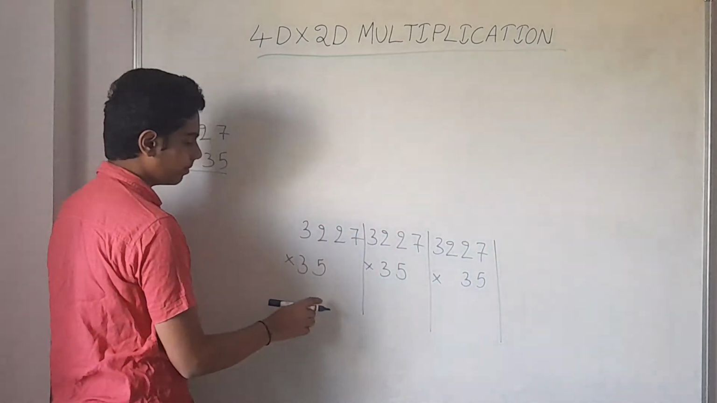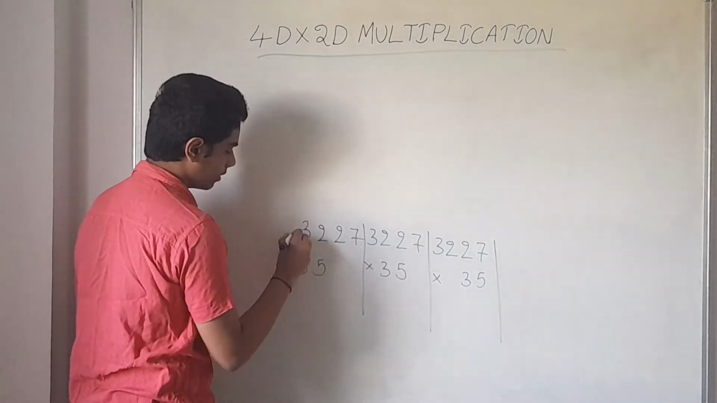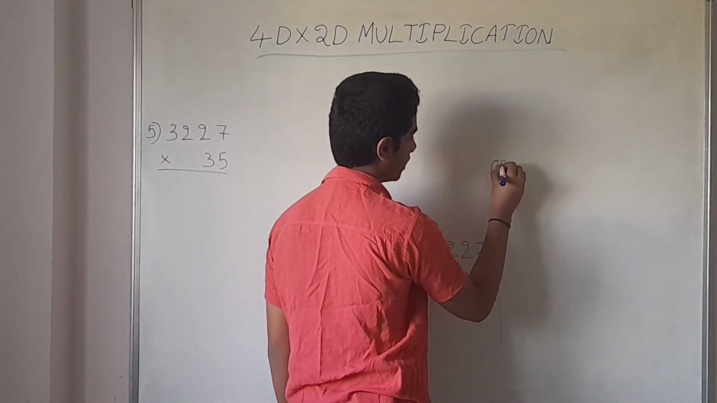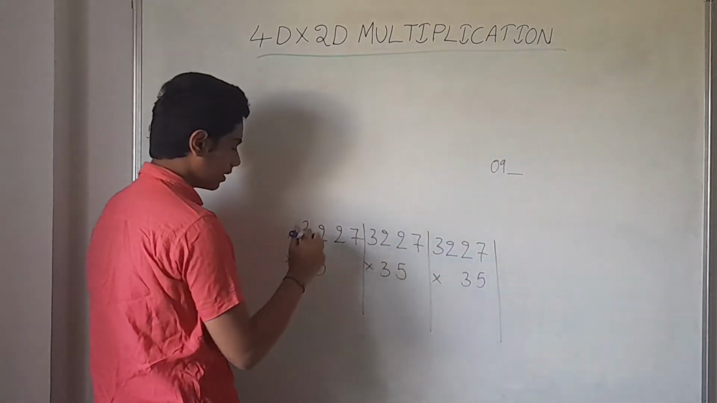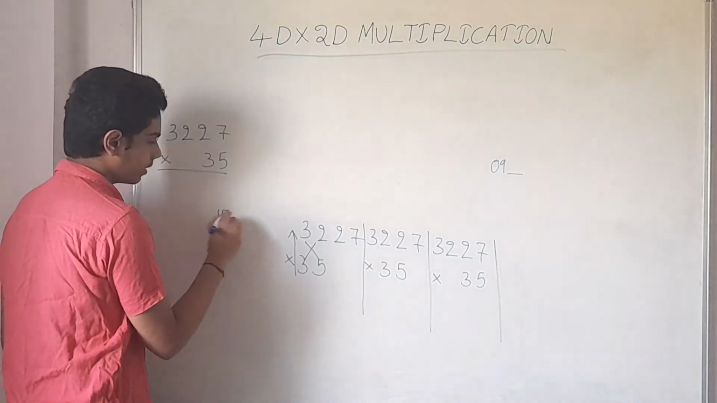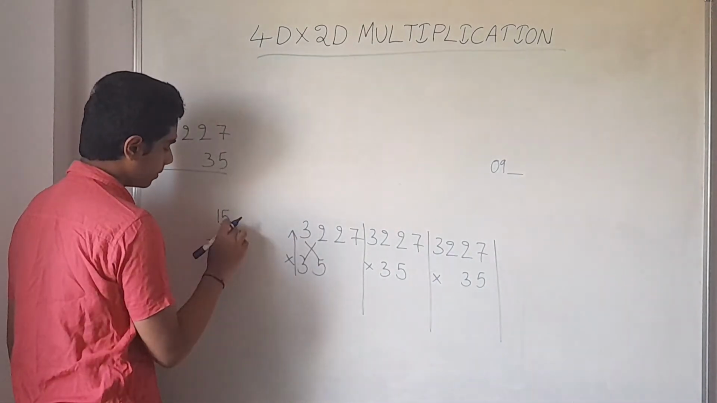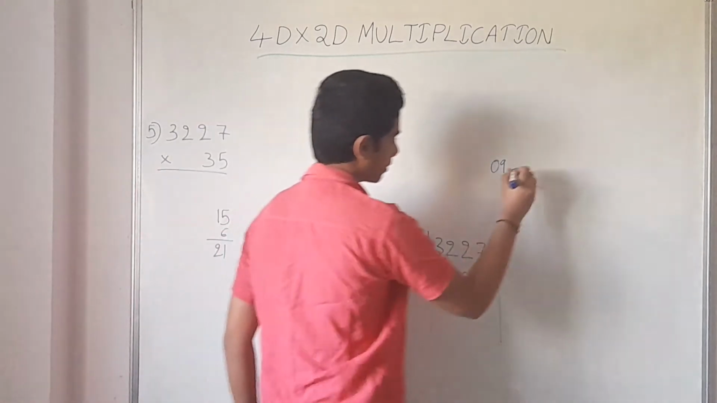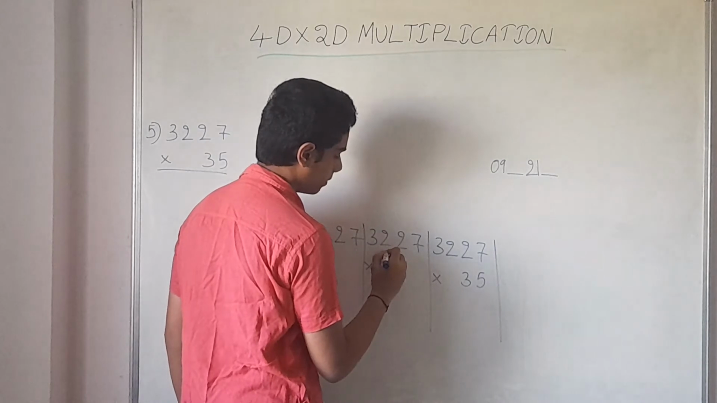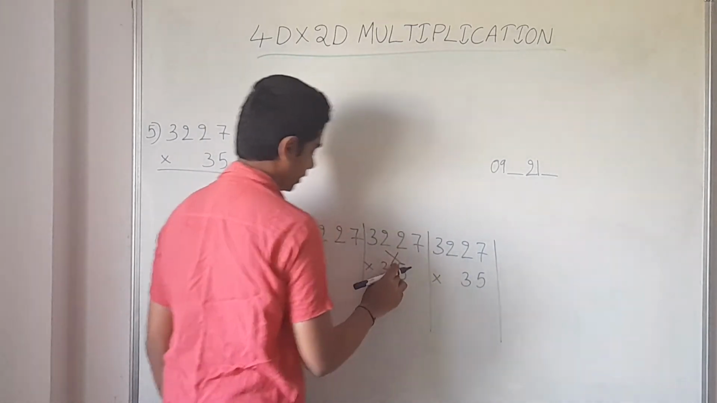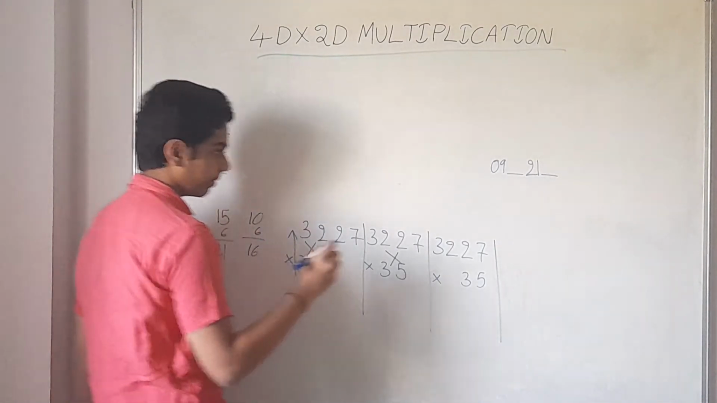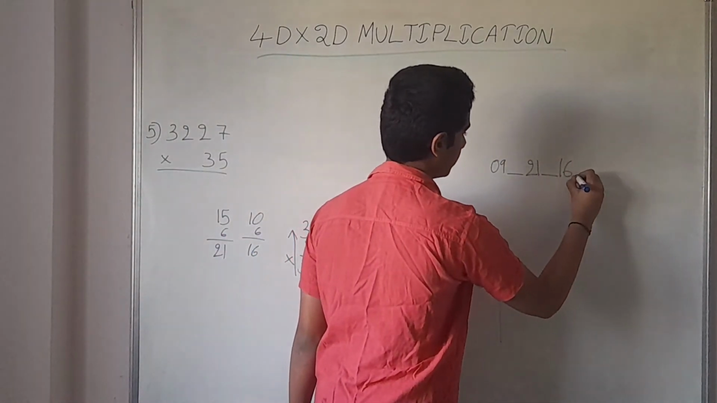First we should multiply from right to left. So multiply 3 into 3, that is 9. We got single digit, so we should add 0. Write 0, 9 and keep a dash. Next multiply 3 into 5 plus 3 into 2. 3 into 5 is 15, 3 into 2 is 6. 15 plus 6 is 21. So write 21, keep a dash. Come to next part and multiply 5 into 2 plus 2 into 3. 5 into 2 is 10, 2 into 3 is 6. 10 plus 6 is 16. Write 16 and keep a dash.